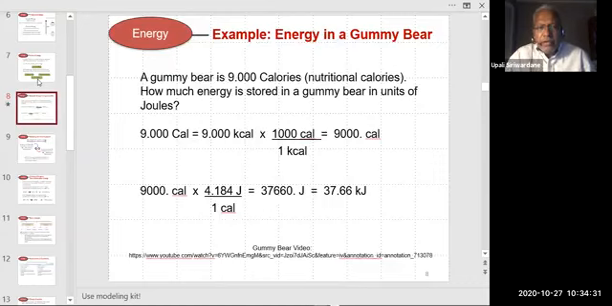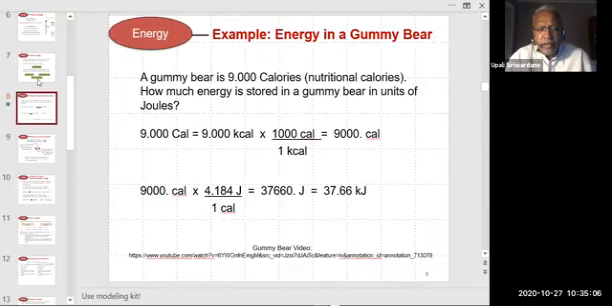So we use conversion factors to convert energy from one unit to another. A gummy bear is 9 calories. How much energy does a gummy bear store in joules? So we use 9 kcal per gummy bear. The conversion factor is 1 kcal equals 1000 cal.